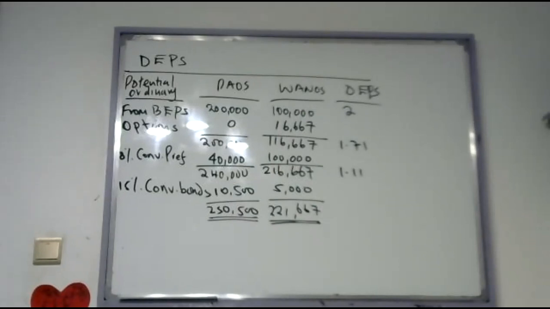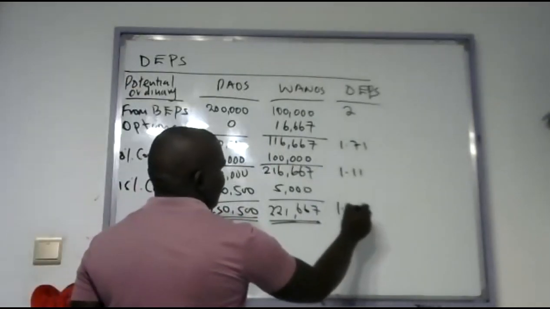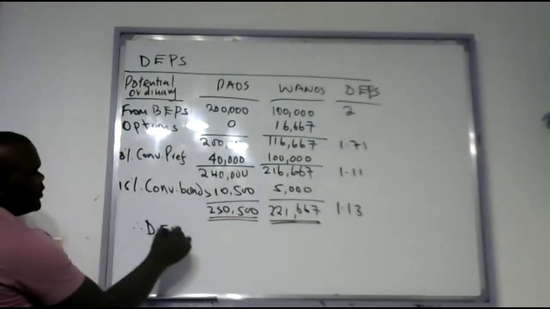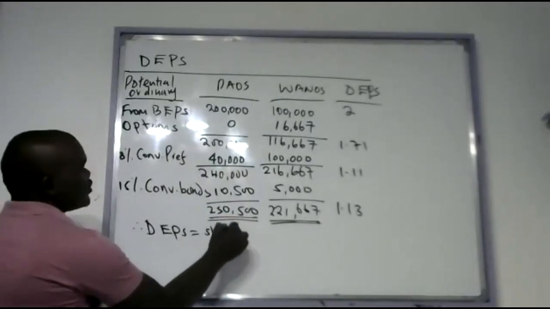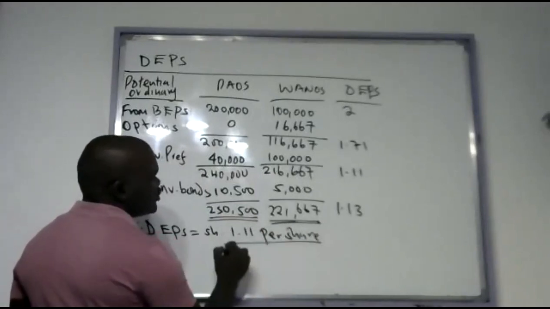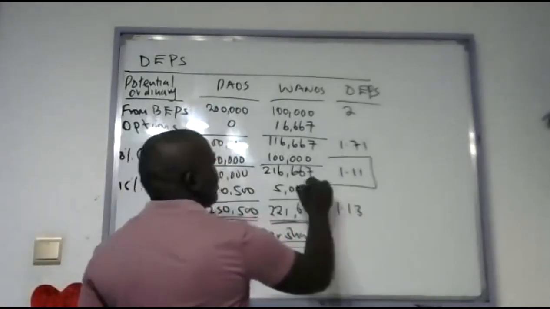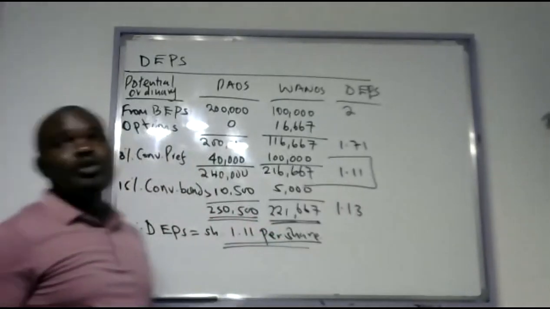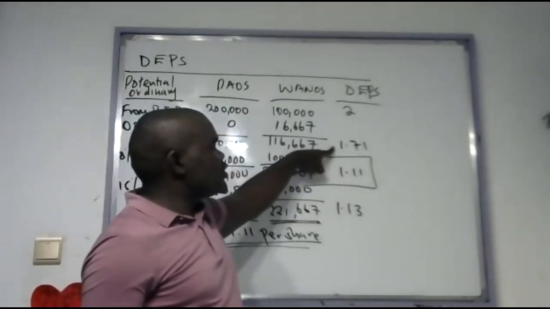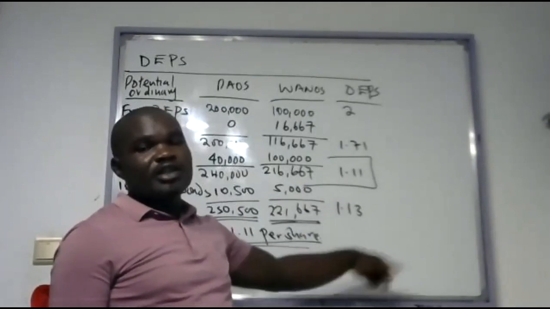Thank you. 1.13. Therefore, diluted earnings per share is shillings 1.11. So you see today it is not the last, it's the least, this one here. So dilution should keep going down like that as time goes by. This has diluted, it has gone down further, but you see this one has started to increase. So it is increasing our EPS.